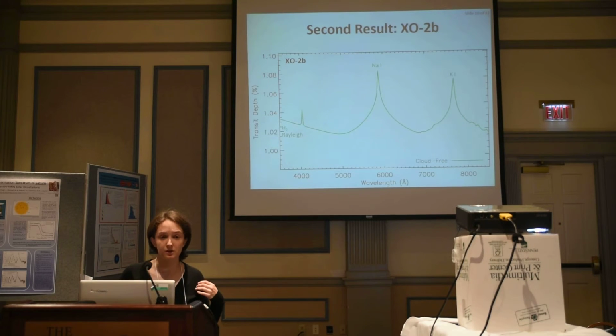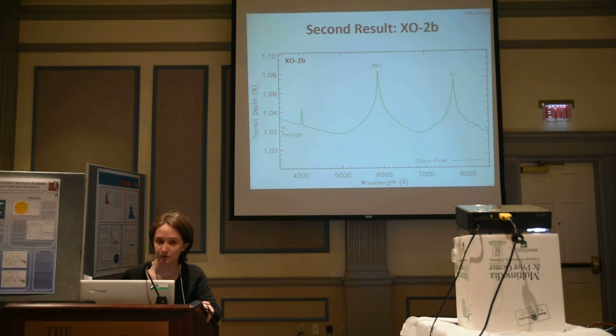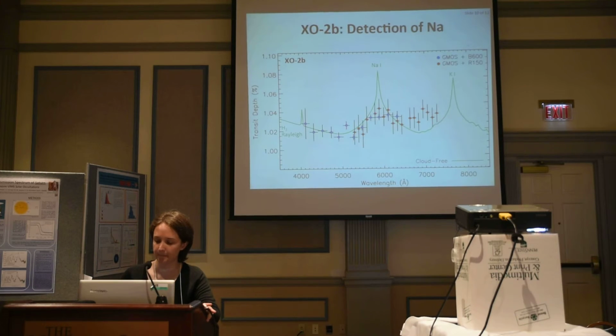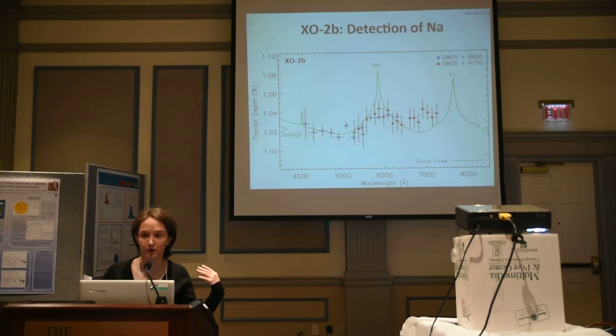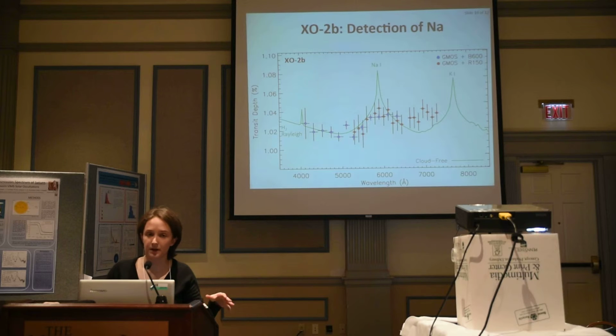I just want to bring you one more result. This is Exo2b. It's another hot Jupiter, about 400 Kelvin cooler than WASP-4b. And here's the GMOS data compared to the model, which again is similar. So again, we're looking for sodium line widths and the abundances of sodium.